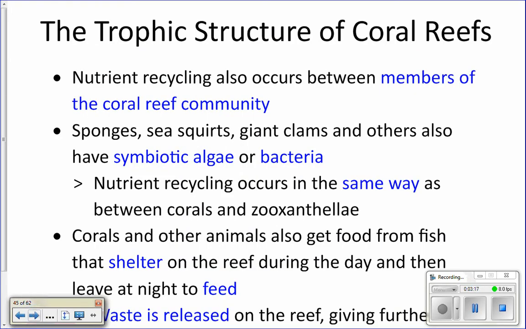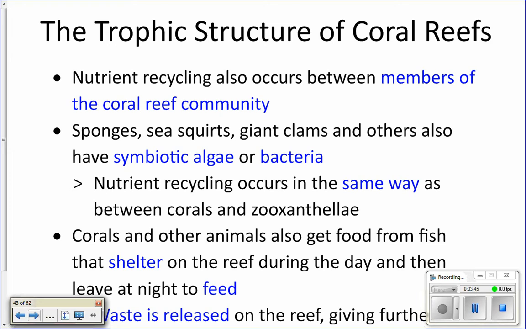You also have other members of the reef community that have symbiotic algae as well, and those reef members are also very good at recycling those nutrients. You get things like sponges and giant clams and even some sea squirts that have symbiotic algae, and they recycle those nutrients very efficiently as well.